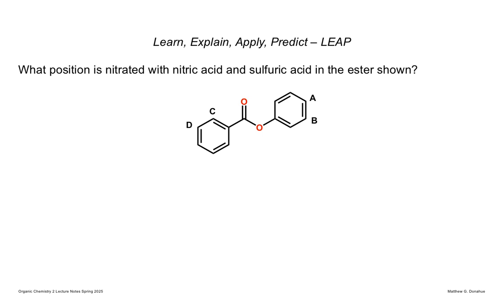So sort of same system, you have two rings within one molecule. So this would be called phenyl benzoate. And now we want to do a nitration. So we want to stick an NO2 group on there somewhere. So we have A, B, C, or D.